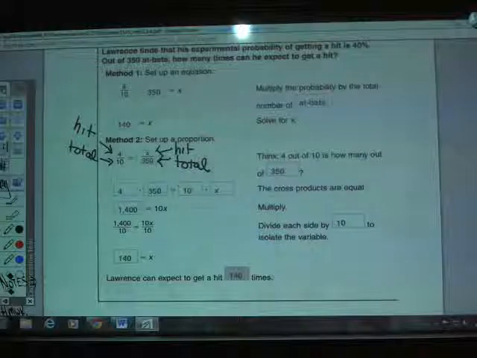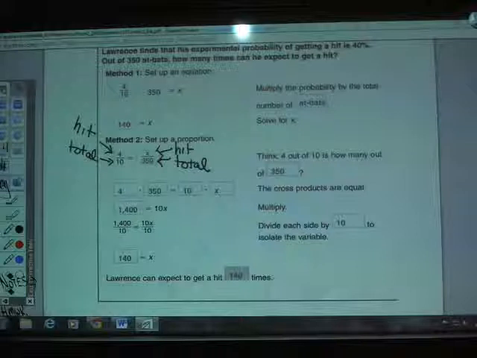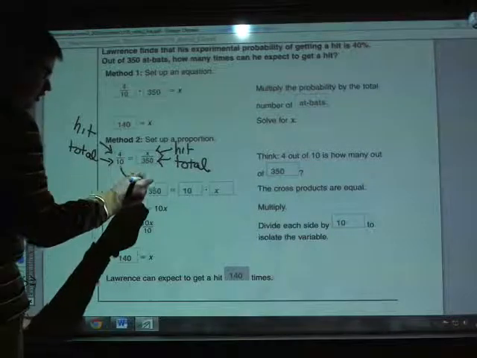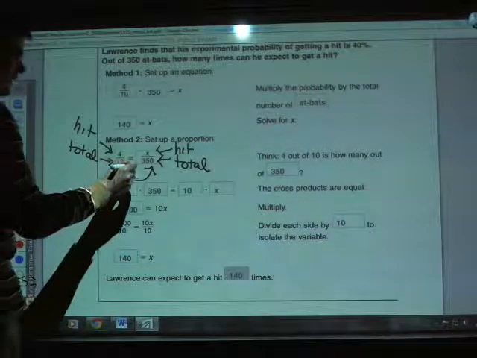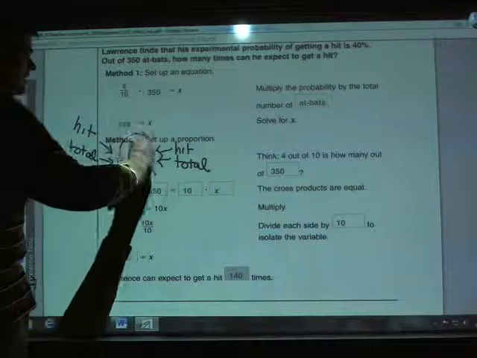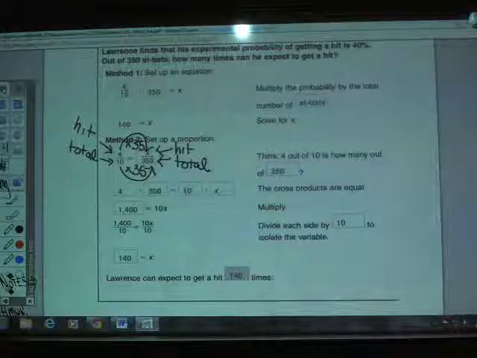Well, remember, when we set up a proportion, as we talked about when we did proportions earlier this year, we have to be consistent with our setup. So writing the hits over the total on both sides is good, because that's the way we'd have to write that. So we look at our denominators. How would I go from 10 to 350? Well, to go from 10 to 350, I'd be multiplying by 35. So I can do the exact same thing in the numerator. Remember, we can only multiply or divide, but I'm going to do the exact same thing in the numerator, and that's how I come up with 140.